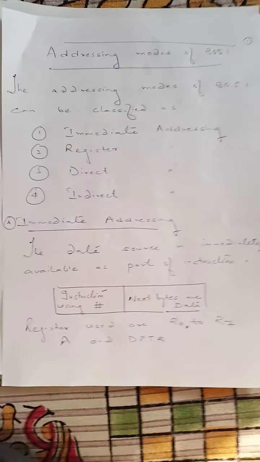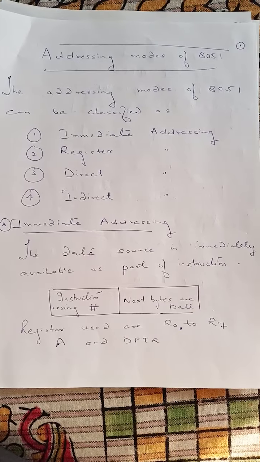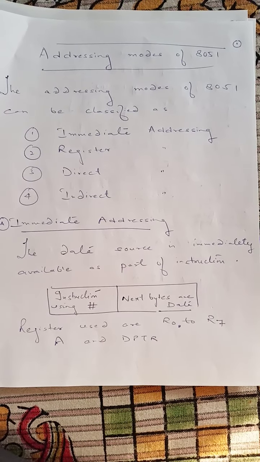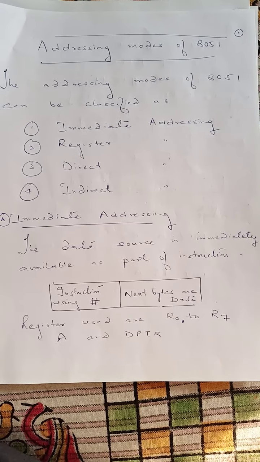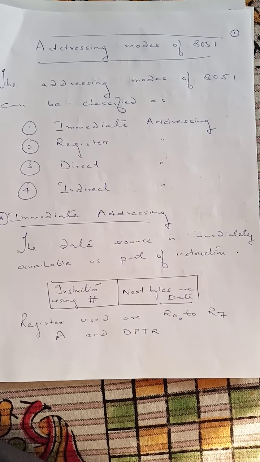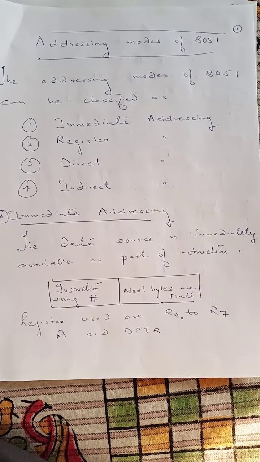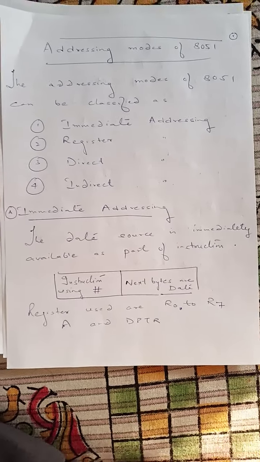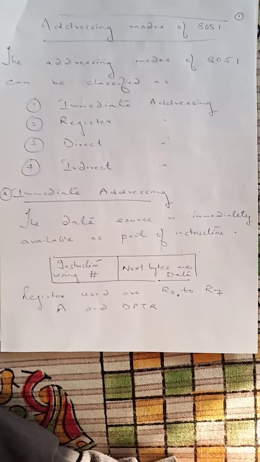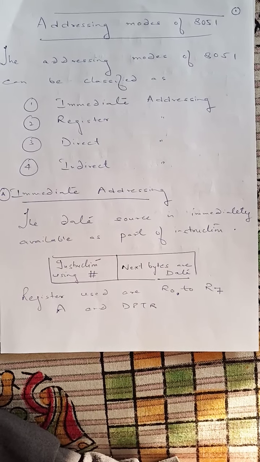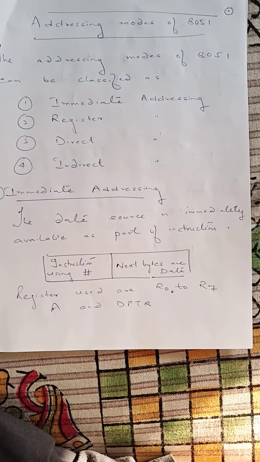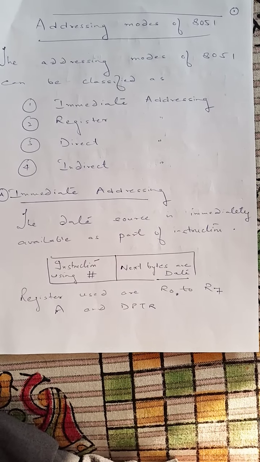So similarly, in case of immediate addressing, first of all, let us talk about the classification. There are four important classifications for addressing modes of 8051. That is immediate addressing mode, register addressing mode, direct addressing mode, and indirect addressing mode. As is very much clear to you, when we talk about immediate addressing mode, the data immediately follows as part of the instruction. That is, data is a part of the instruction itself.